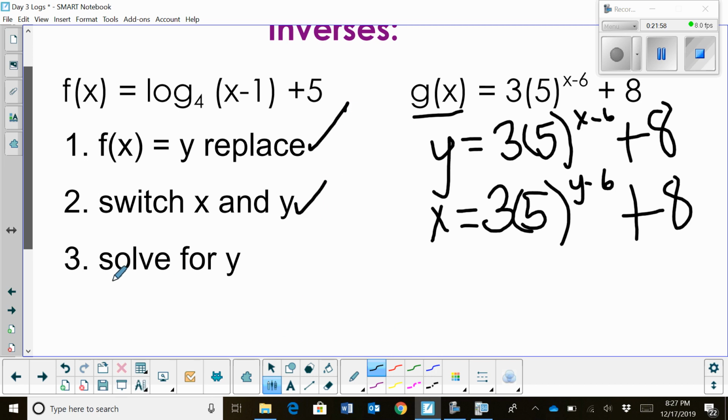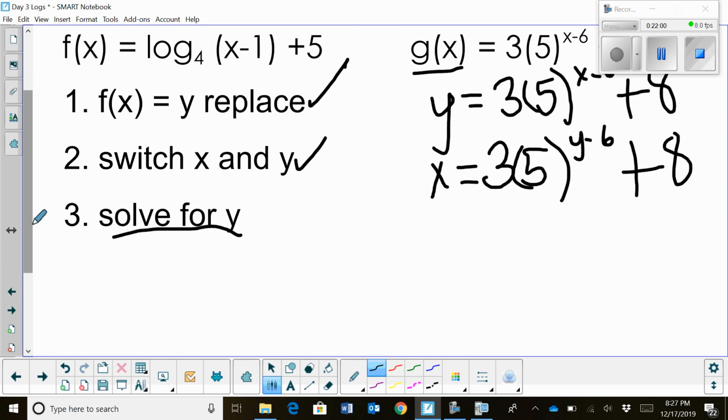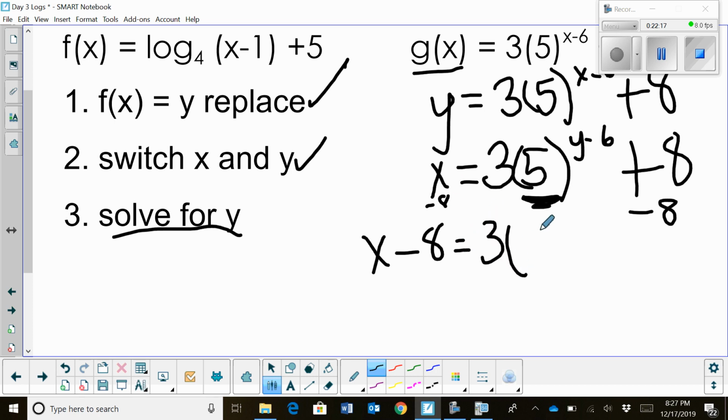Now we have to solve for y. This is when it gets a little trickier. We want to isolate this base of 5. So what do we do first? We subtract 8. So we're going to have x minus 8, and that's minus 8 right there. You need to put that is equal to 3 times the quantity 5 to the y minus 6.